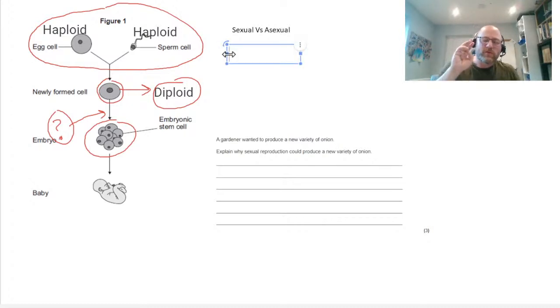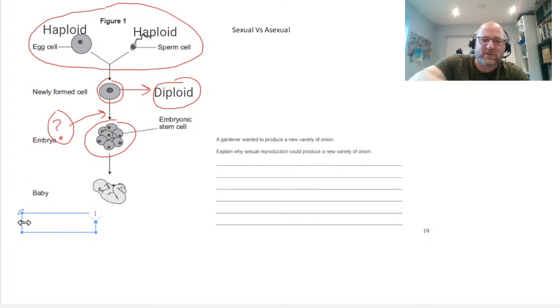So the three facts about sexual. This is sexual reproduction. Humans have sexual reproduction. Plants do. Well, they do both. Some do sexual, some do asexual. So what do we need to know? If you get a 3 marker, what is sexual reproduction? What have you got to say? Yeah, 2 haploid cells joining together, egg and sperm, become diploid. That's right.